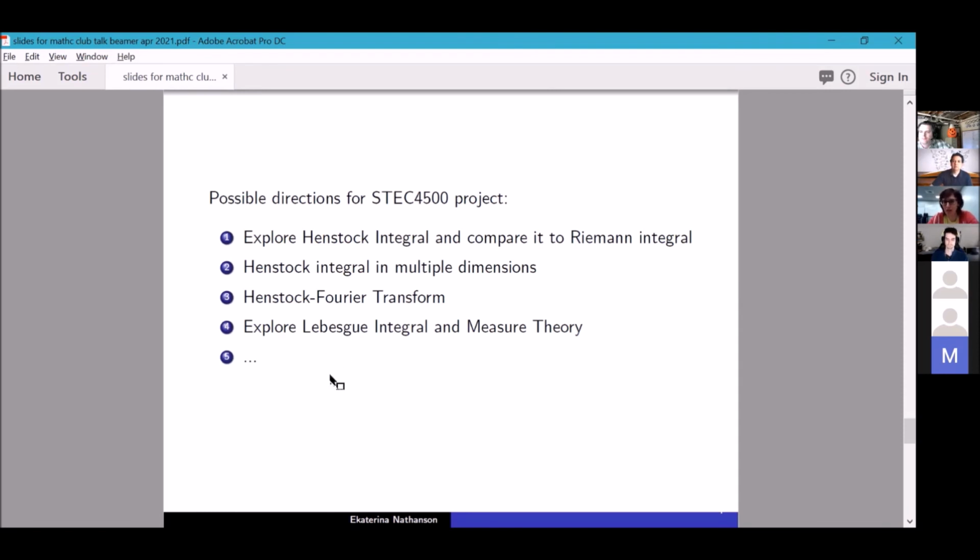I also mentioned the Lebesgue integral. This is traditionally the next step for students in analysis. After the Riemann integration, we study Lebesgue integration and measure theory. For everybody who wants to go to graduate school, that's a very good area to explore and be more prepared for the years to come.